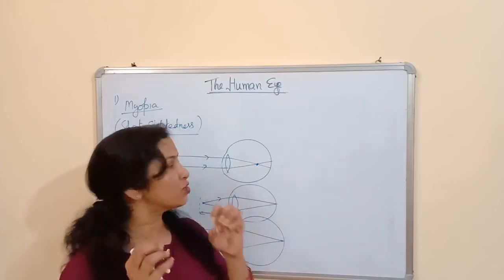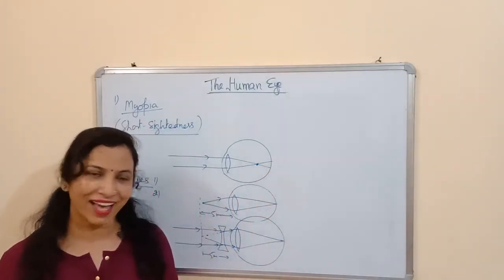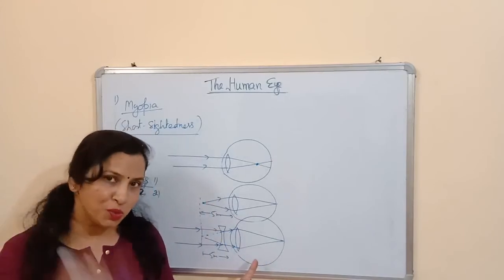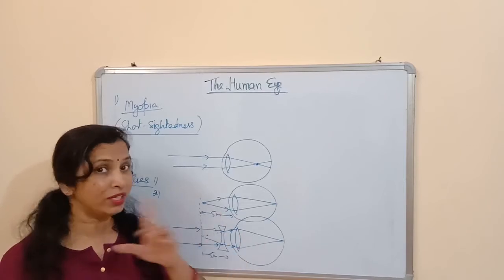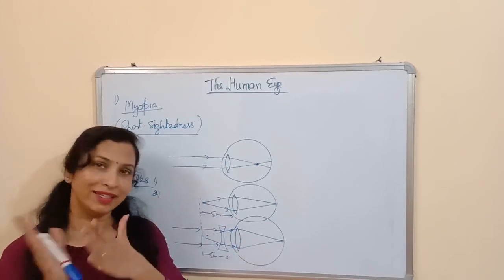Its cause is also just opposite to this one. And for its correction, we also use the opposite lens, which is a convex lens. We will learn about it in the next lecture.